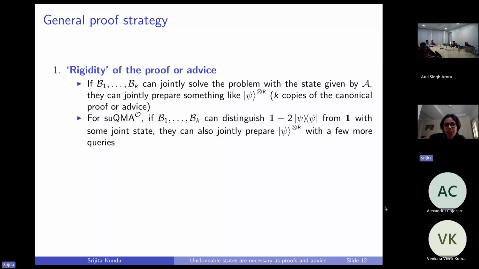As in, basically, if there exist these efficient verifiers that can distinguish the state, there also exist efficient algorithms that can produce the state psi to the k. Good, sure.